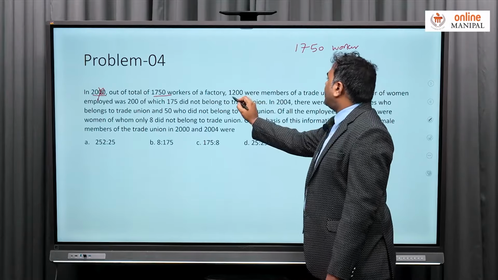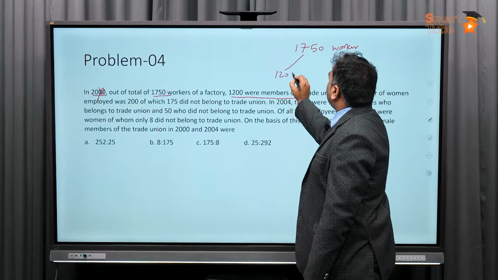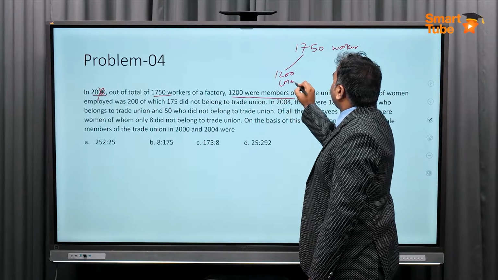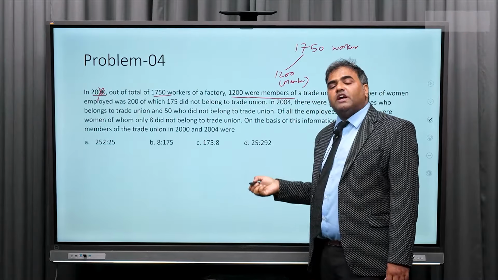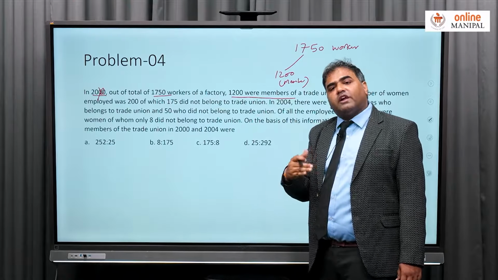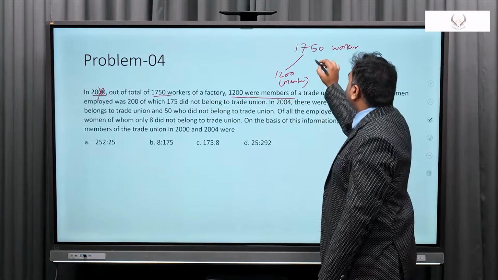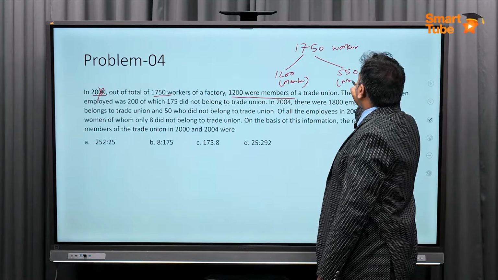Out of them, 1200 are members of the trade union. If 1200 are members, then how many are non-members? Total population is 1750, 1200 are members, so how many would be non-members? Just simply subtract. You will get 550.